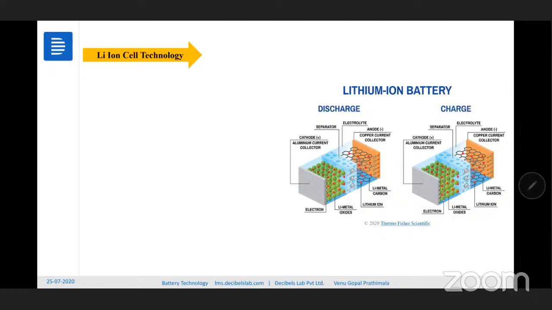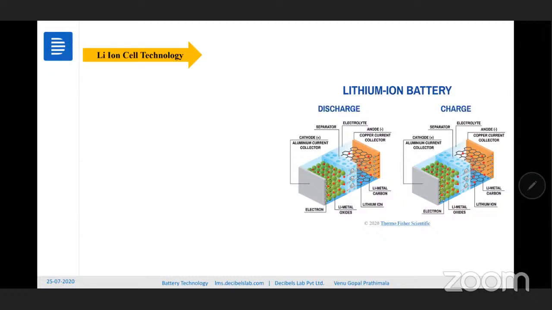So now the main concentration for the next 1 hour or next 45 minutes will be mainly on lithium-ion cell technology, and the classification of cells or cell chemistries in lithium-ion cell technology based on the cathodes, and what are the pros and cons within lithium-ion technology of different chemistries.